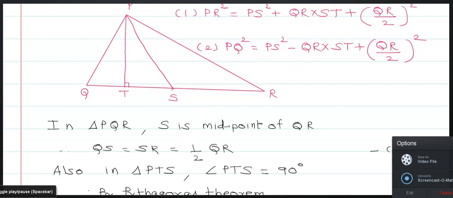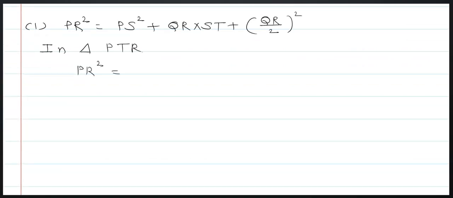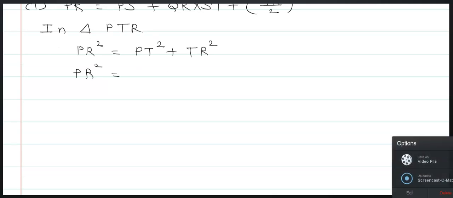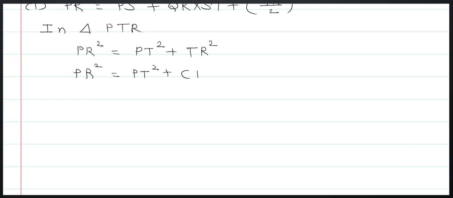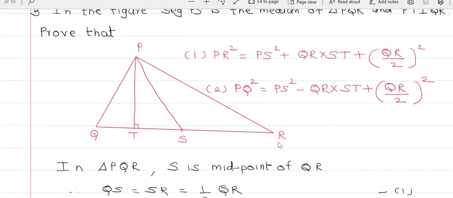Now see this here. That is in triangle PTR. We first consider that it is a right angle triangle. PR square is equal to PT square plus TR square. That is PR square is equal to PT square plus. But what is TR? If you see the figure, TR is equal to TS plus SR. You can see this figure here also. I will show you.